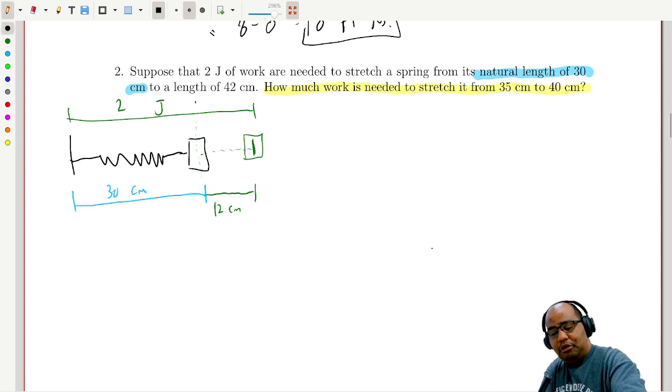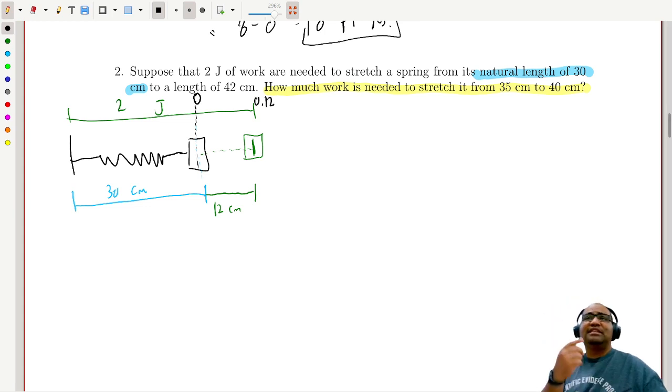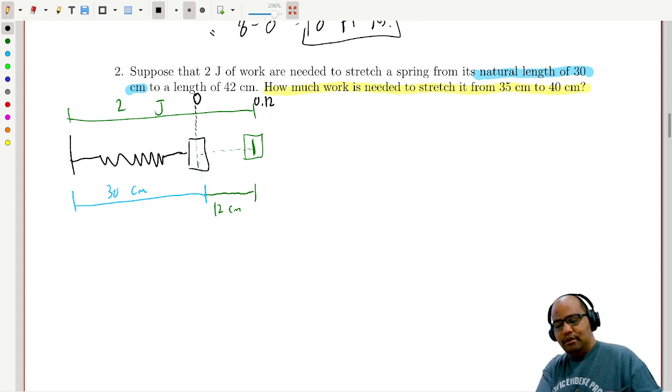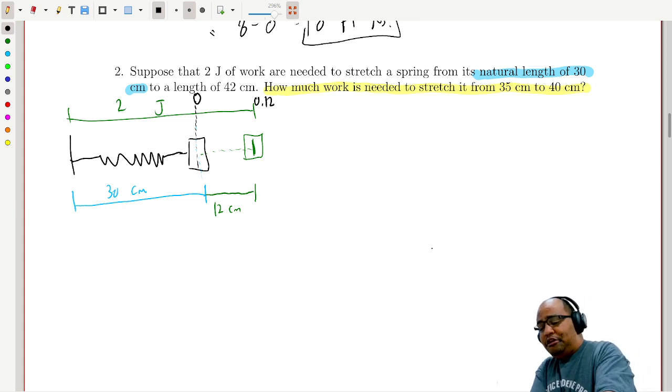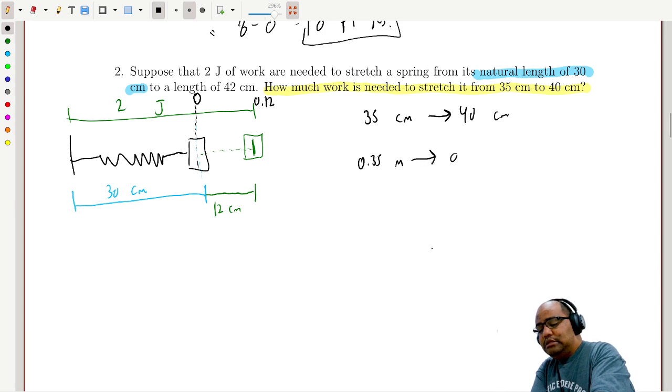So right here, where the block originally is, that's like our 0. And then at green here, that's like 0.12. Remember, we want to put this in meters, okay? 100 centimeters to a meter. Okay, but now 35 to 40, well, let's think about that. 35 centimeters to 40 centimeters? Well, that's 0.35 meters to 0.4 meters.